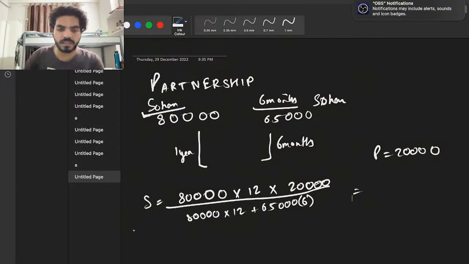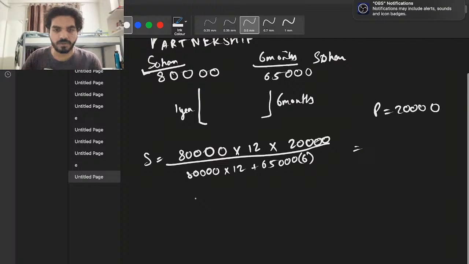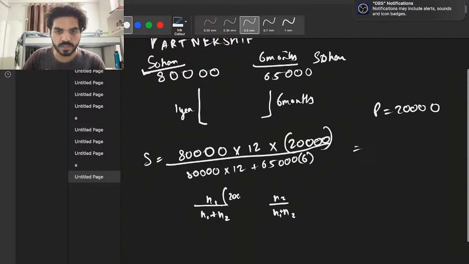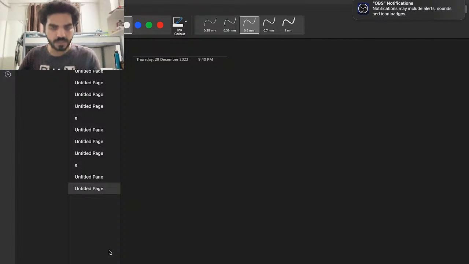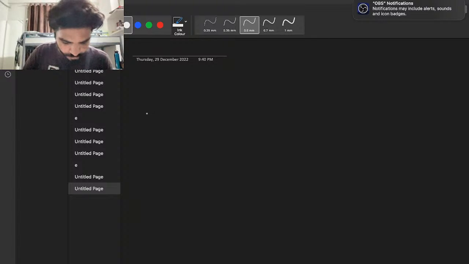The reason behind this is, if you remember, if we have a total of n1 plus n2, we can separate them as n1 and n2. And since the profit is given, it is a share of the profit. You can try to derive it, but I think here it will take some time.